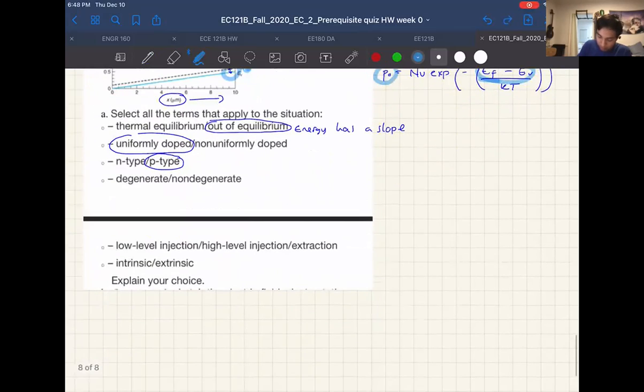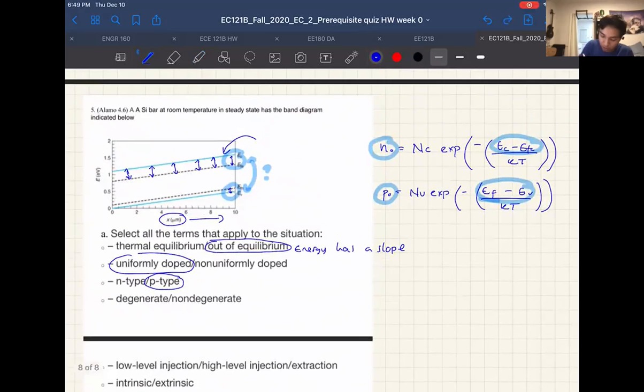Okay. Then the other question is if it's not degenerate or if it's degenerate. Do you guys know what being degenerate means? Not in the dictionary, but a semiconductor that is degenerate. Fermi level is above or below. Correct. If you dope it way too much, the Fermi level would go here, or it will go here. So is it degenerate? Correct. It's not degenerate.